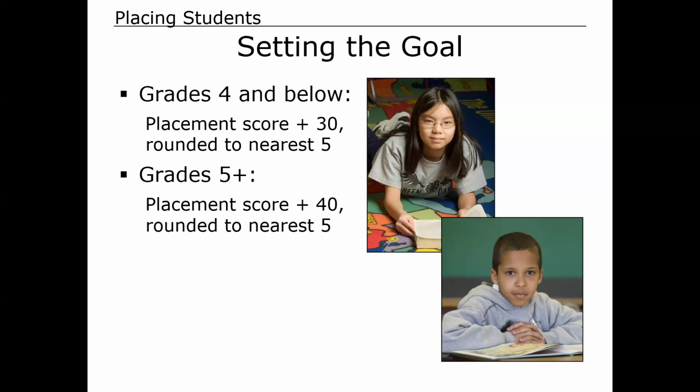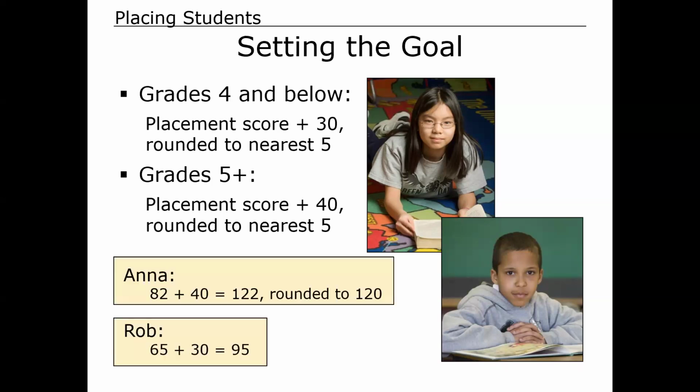Now remember, you don't have to memorize this. This information is also on that great worksheet that you're going to use when you actually go to do this with your students. So with Anna on 5.6, she read 82 words correct per minute. Anna was a 7th grader, right? So we put 40 onto her score, which gave us 122. We recommend rounding down to the nearest 5 so the numbers are easier to deal with. So her story goal is 120.